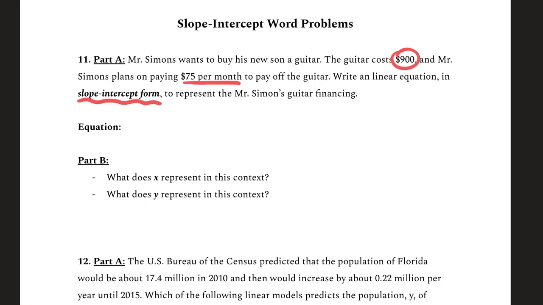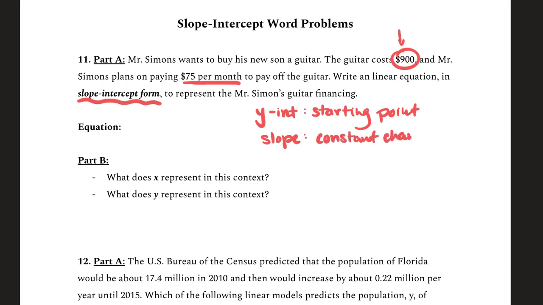So let's think about this. What is the starting point? How much does it start out costing? Well, it starts out costing $900, right? So make this note: the y-intercept in a word problem is typically going to be the starting point. And then the slope is what we're going to call the constant change, meaning the thing that happens over and over again. Well, what is that in this situation? Well, it's me paying the $75 per month.